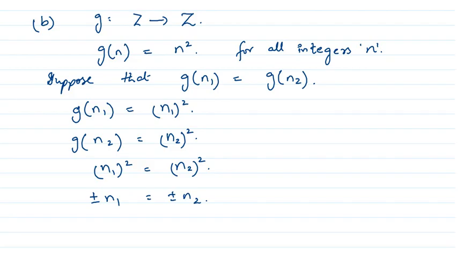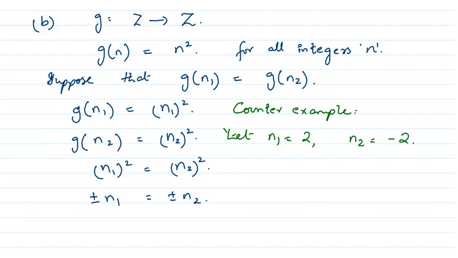The counterexample here is: let n1 equal 2 and n2 equal minus 2. Both n1 and n2 belong to the set of integers. It is not mentioned whether it is the set of positive integers or negative integers, simply the set of integers, which includes both negative and positive values. So I have taken two different values for n1 and n2, one positive and the other negative, that is 2 and minus 2.